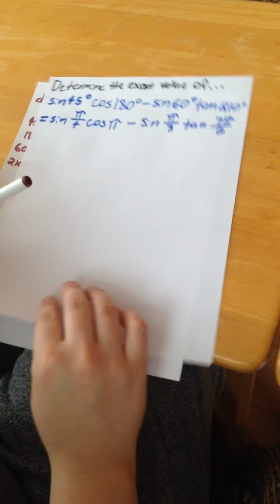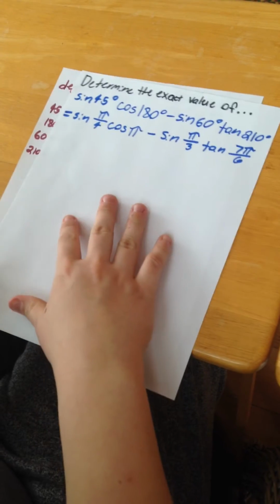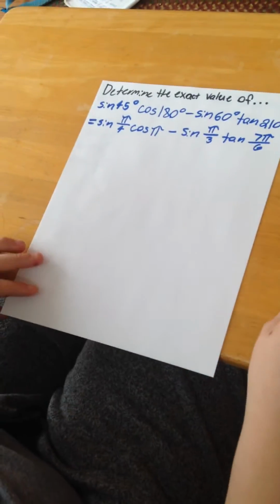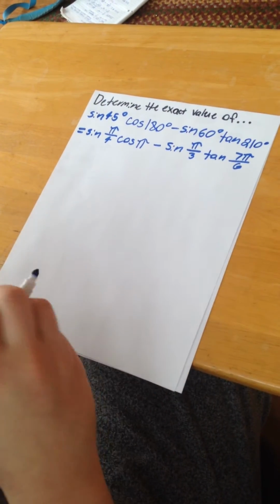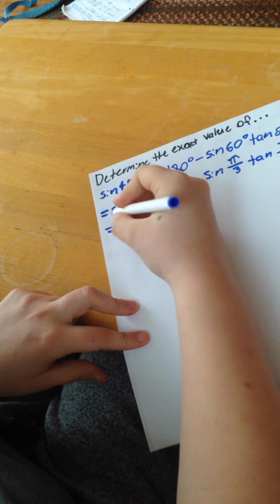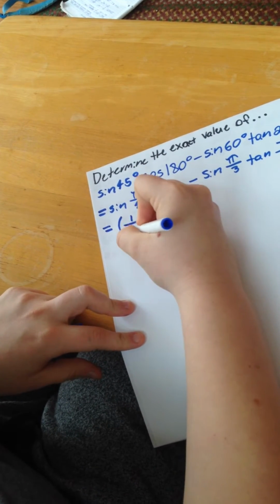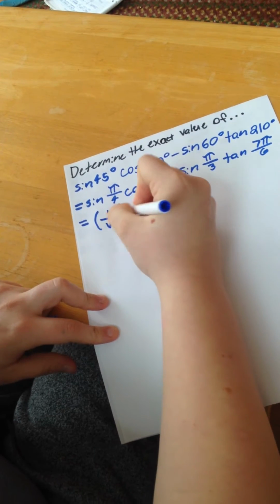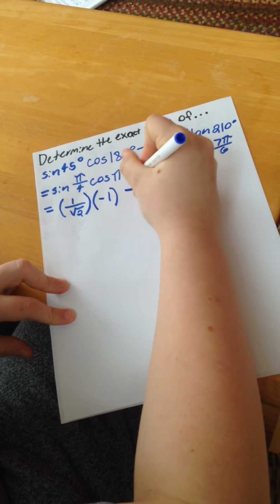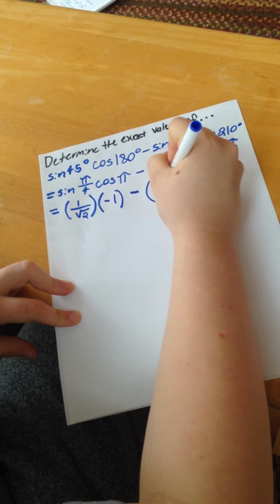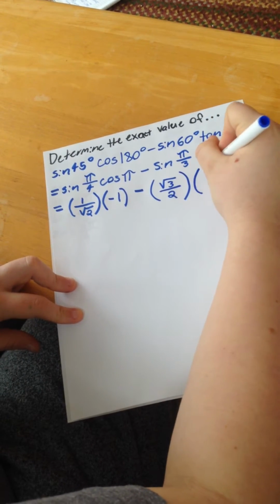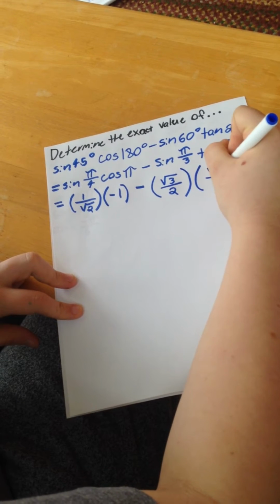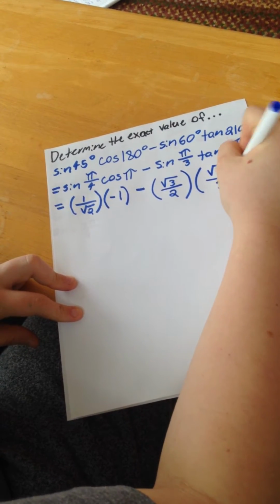And now we want to get these just into values, so we just want to drop the sines, the cos, and the tan. So what we would get after that is 1 over root 2 for the sine, and that would be multiplied by -1, minus root 3 over 2, and then for the tan, we would get root 3 over 3.